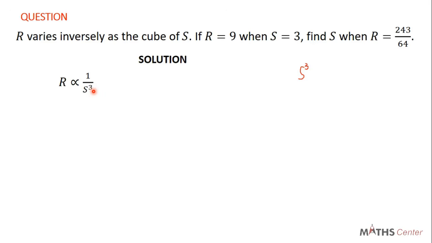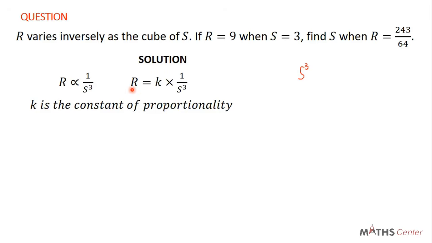Now we know that in order to work with this expression, we need to change this proportionality sign to an equal to sign. And to do that, we have to introduce a constant of proportionality. So if k is the constant of proportionality, then r is equal to k times 1 divided by x to the power 3, or x cube. And this will give us r is equal to k divided by x to the power 3.